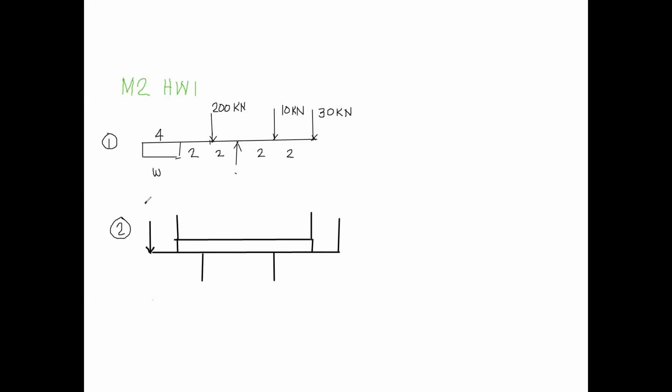Okay, this is 20. This is 30. This is 30. 20. All of them are kilonewtons. So 200 kilonewtons per meter. This is R1, R2. This is 2, 2, 6, 2, 2.